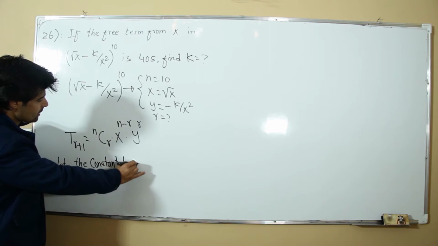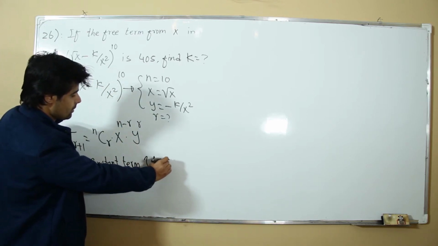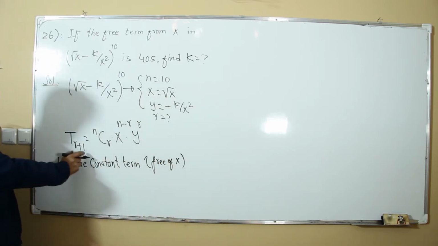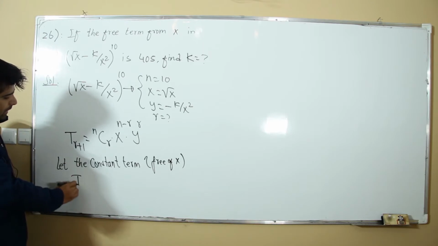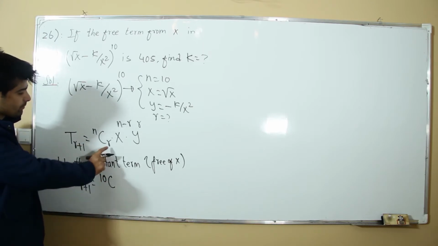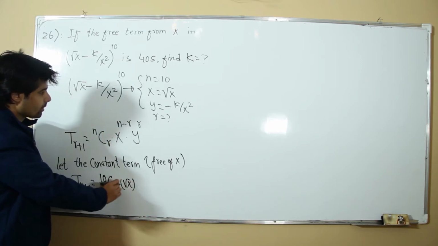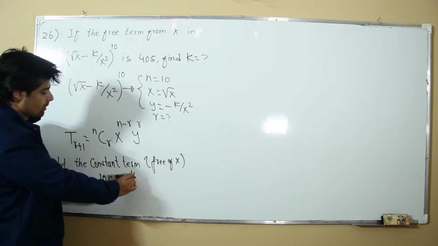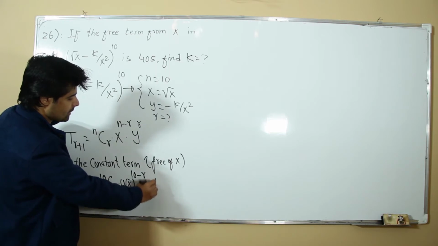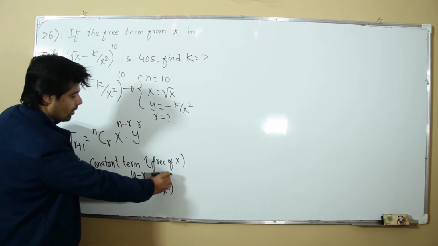What do I mean by constant term? The free of x term. Where does the free of x term occur? In t(r plus 1). So we have t(r plus 1), n is 10, nCr, x is root x raised to the power n minus r, that is 10 minus r, times y, which is minus k divided by x square raised to the power r.